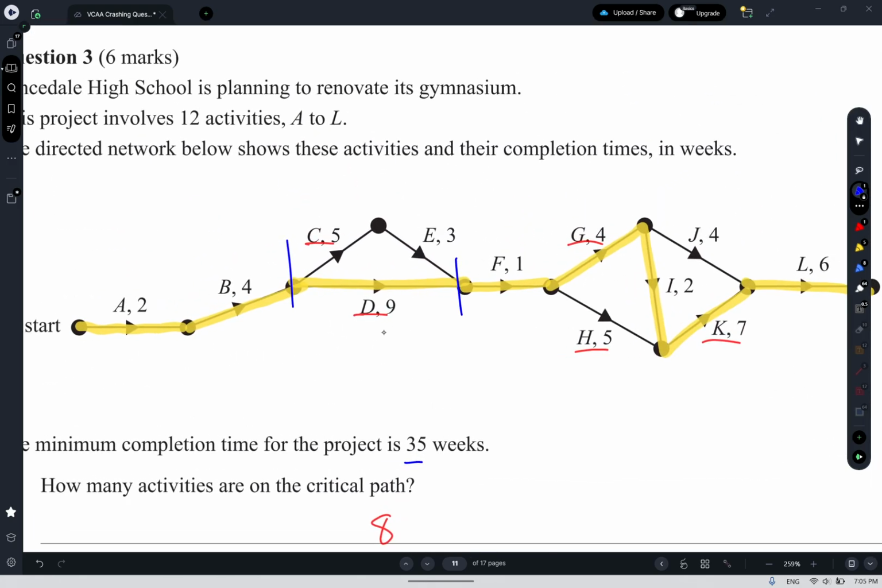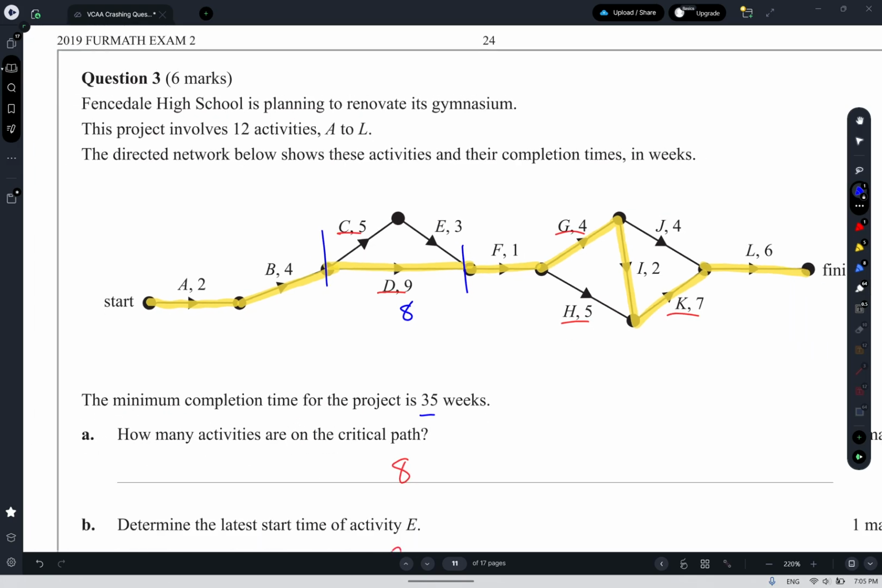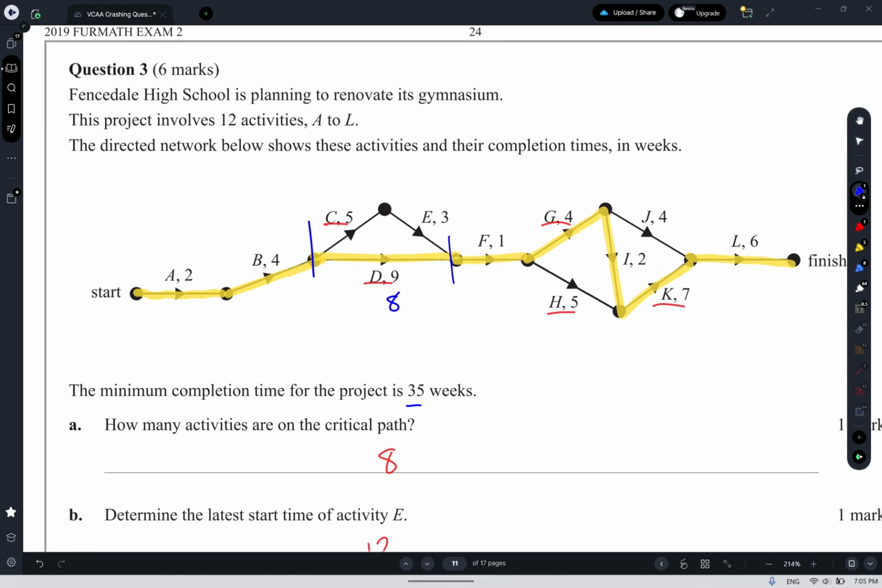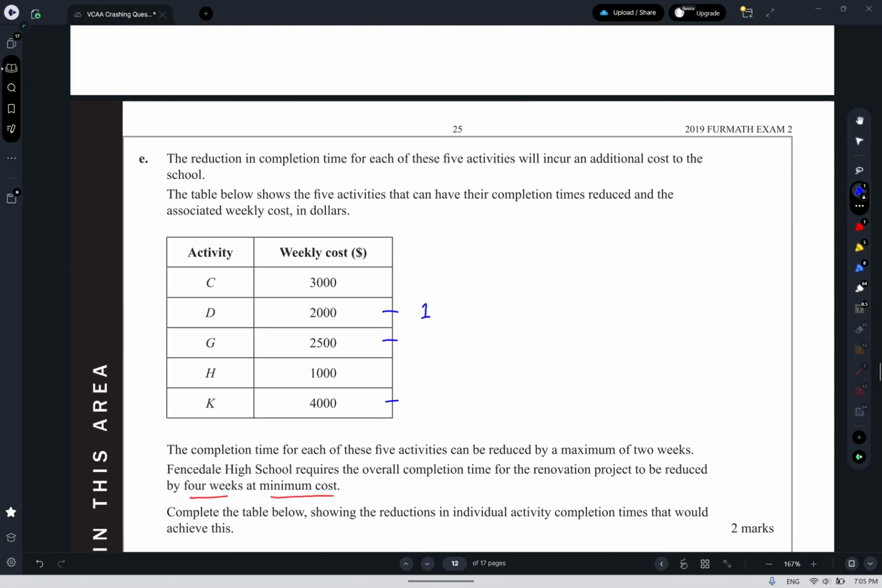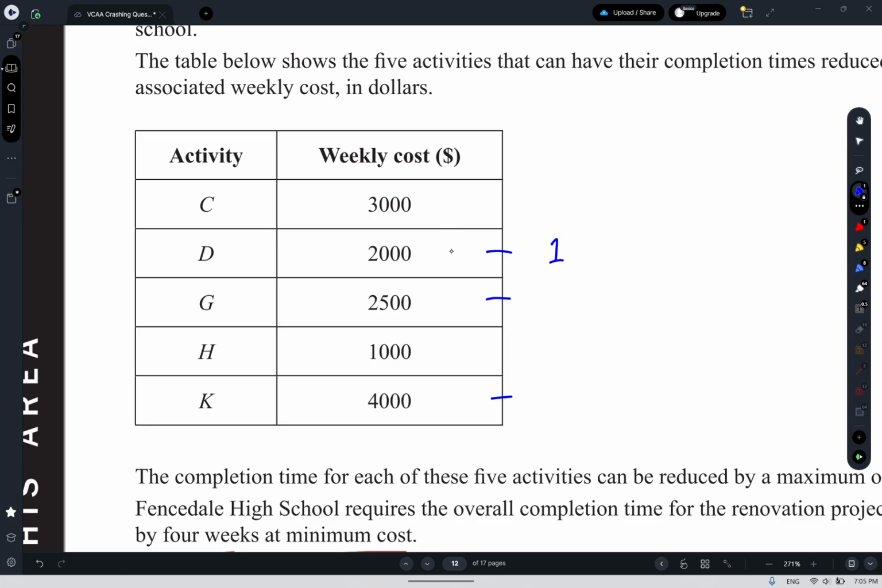So that's going to become an 8. What you'll notice now is that the CE route, which is 8, and the D route, which is also 8, are now both critical. So the next choice to reduce the critical path by 1 is to reduce both C and D by 1, and that will reduce this section by 1, or G by 1, or K by 1. So it's C and D by 1, G by 1, K by 1 as my three choices. C and D would cost 5,000, G would cost 2.5, K would cost 4,000, so I'll reduce G by 1.